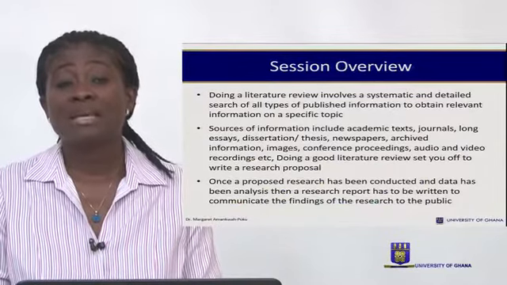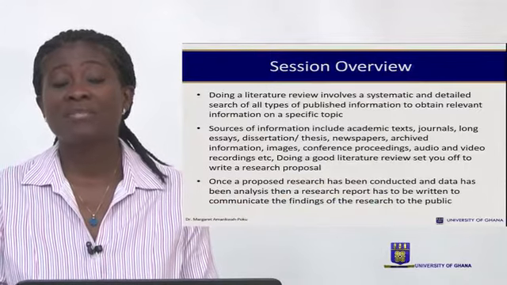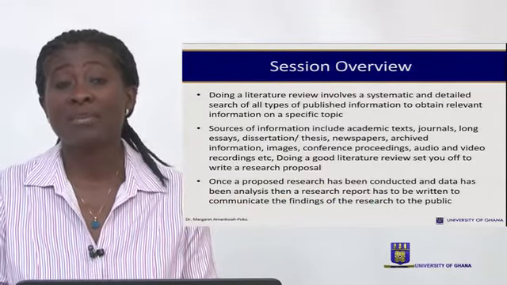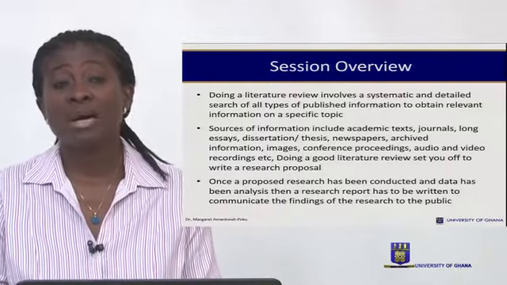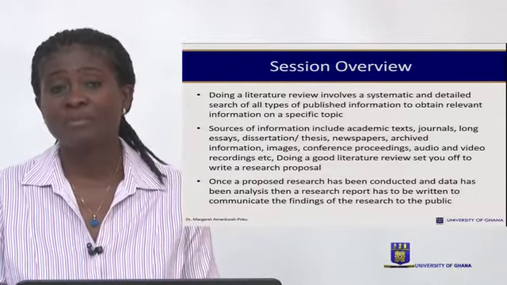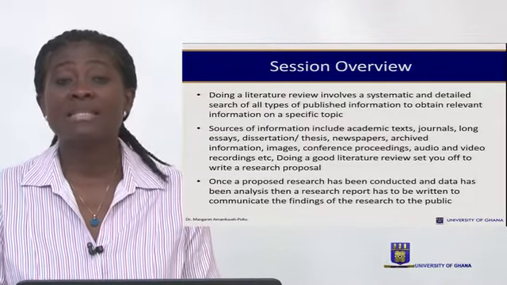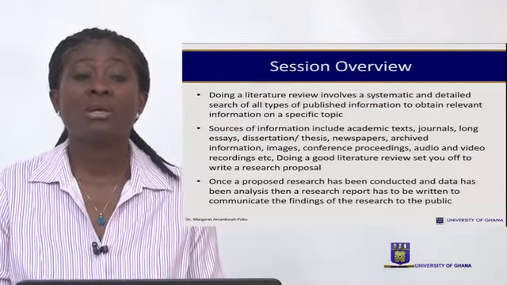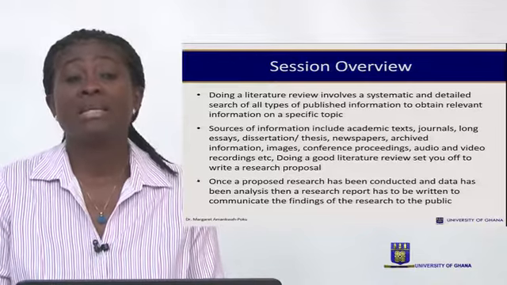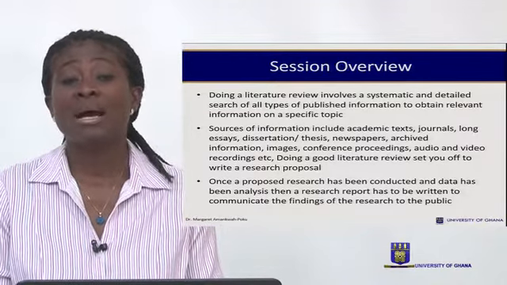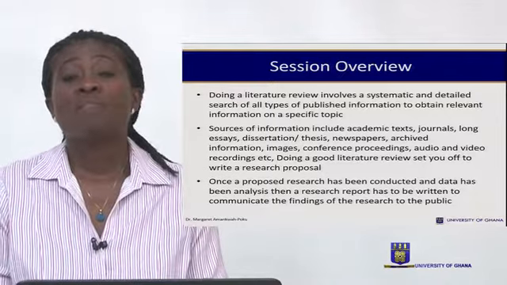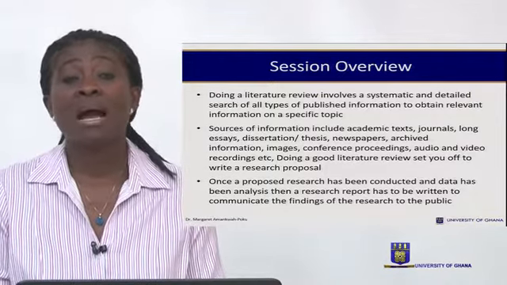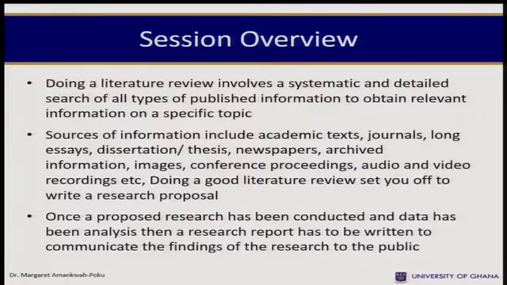Remember when I talked about steps in scientific methodology, I mentioned the fact that you identify a problem and you formulate a hypothesis. Now, before you can formulate your hypothesis, you have to do a literature search. And doing a literature search involves a systematic and detailed search of all types of published information so that you can obtain relevant information about the specific phenomena that you are investigating. So the various sources that we can obtain information from are academic textbooks, it could be journals, it could be long essays or dissertations of students, archived information, etc.